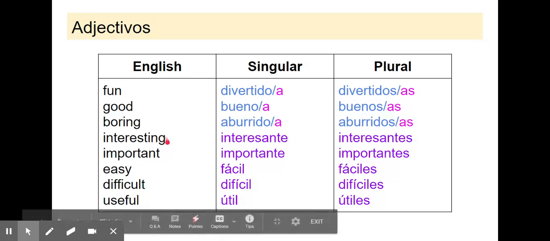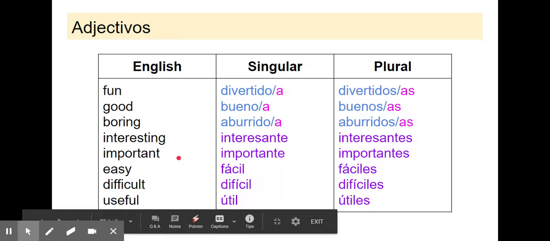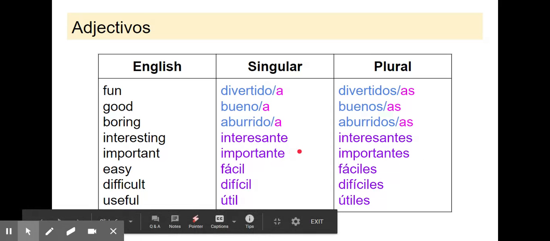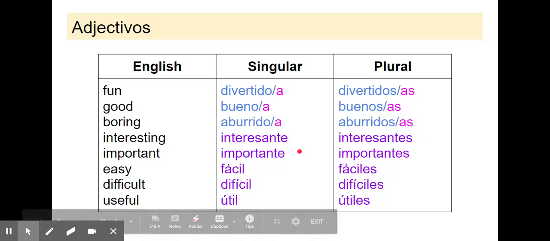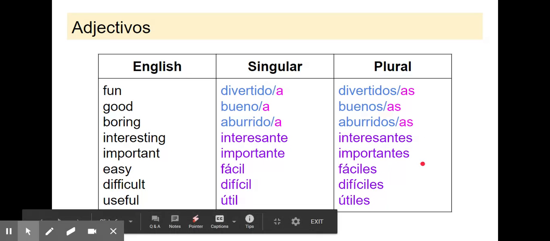Now the next two are cognates. So they look like English, they sound like English, they mean the same as English. We have interesting, interesante, and important, importante. Now both of these end in an E, so you don't need to worry about changing them to go with masculine or feminine. You just leave them as they are. If you want to make them plural, interesantes, importantes, you just add an S.